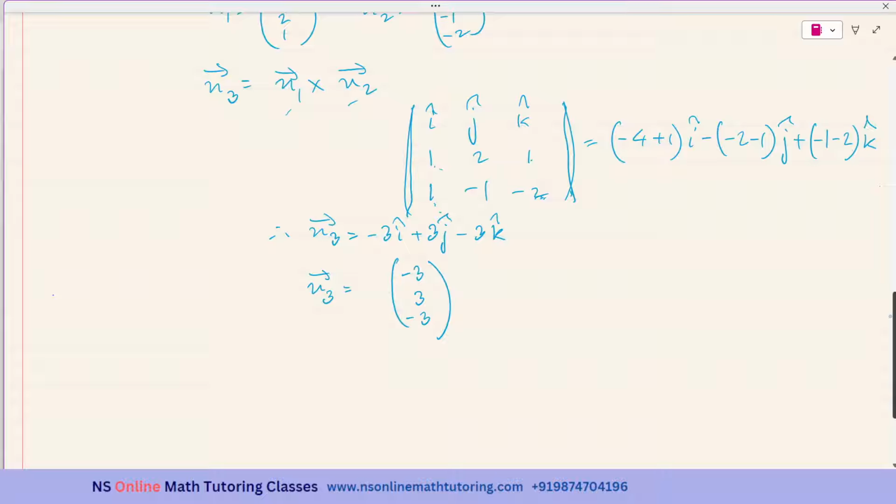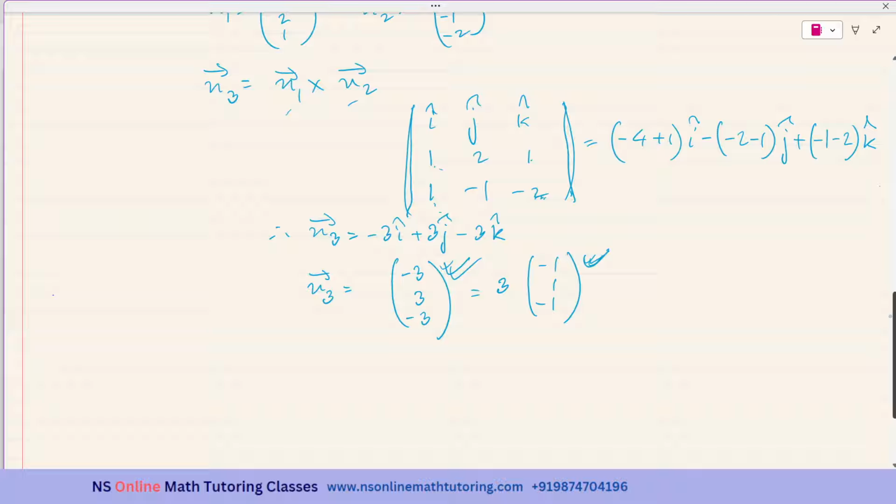Okay. Now I can just modify this. I can take out the negative 3, or I can take out 3, anything. Let me take out 3. So it becomes negative 1, 1 and negative 1. How can I do that? Because these two are simply parallel vectors. They have the same direction. Only the magnitude is different.